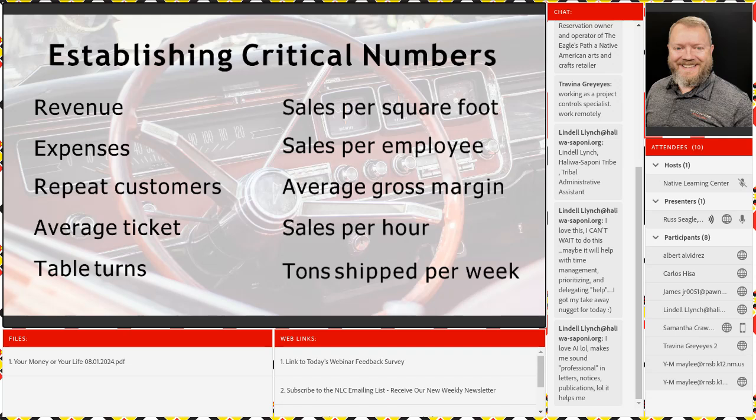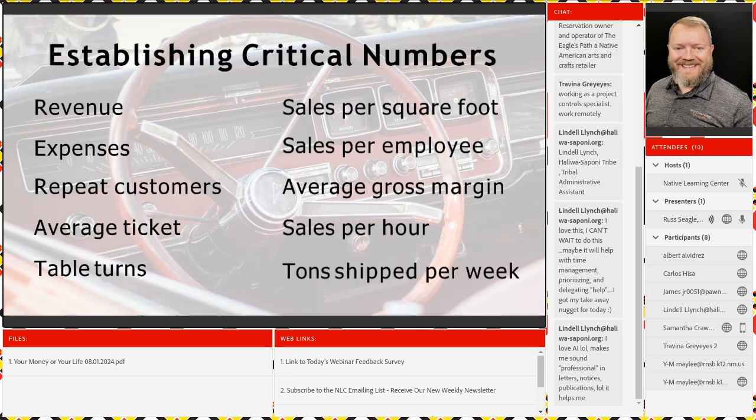How many repeat customers do we have? Repeat customers might be important because we don't want to be spending all of our time out there fighting for new customers, investing in advertising just to get a few new customers. Repeat customers are cheaper to acquire, cheaper to keep. We might be looking at our average ticket.